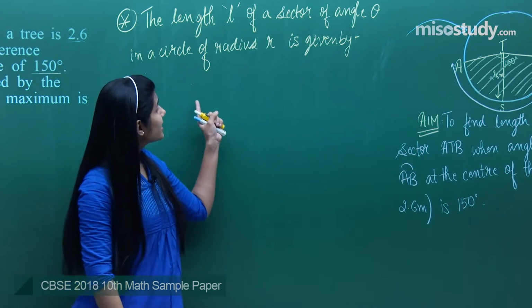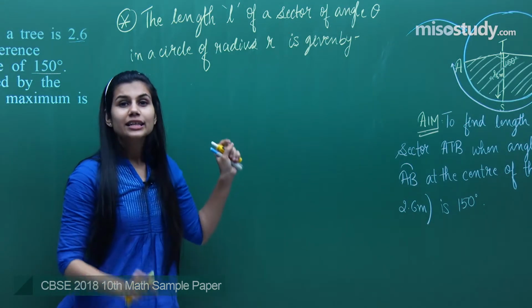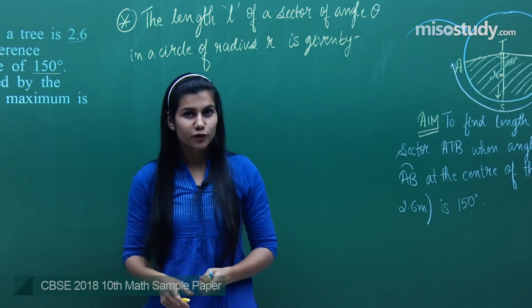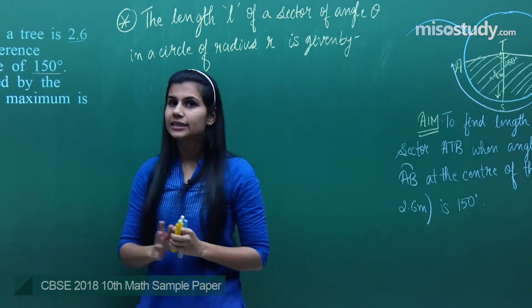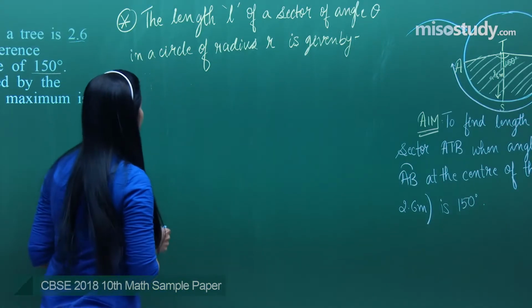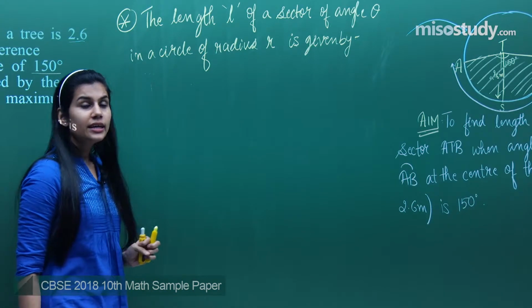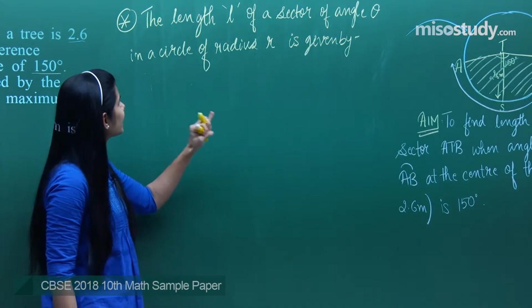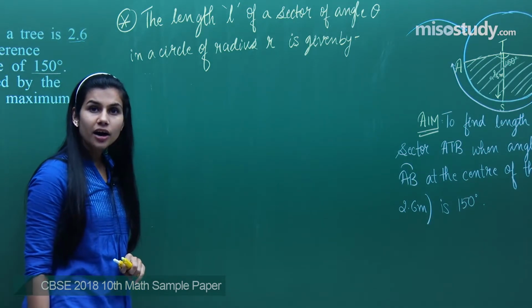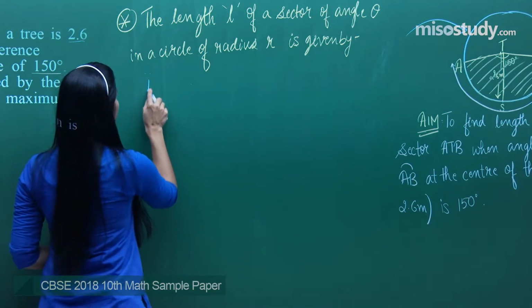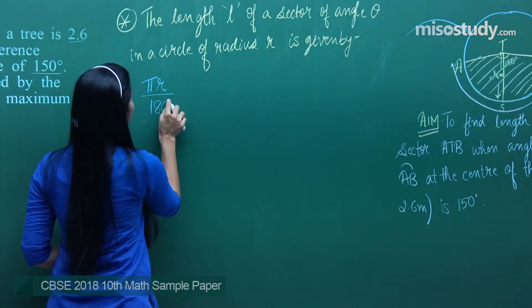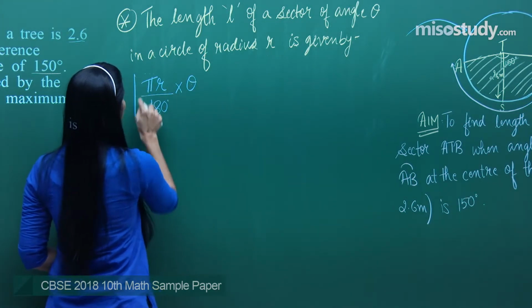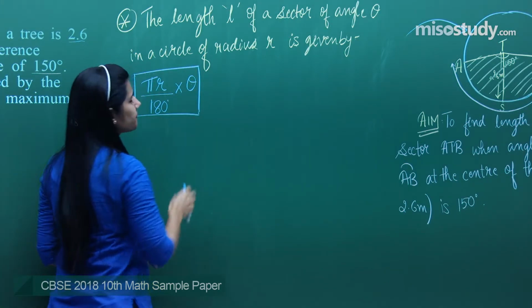Students who were able to recall this formula, this question would have been a cakewalk for you, because this is the only formula being tested in this question. What is the formula of finding the length of the sector of angle theta in a circle of radius r? It is pi into r divided by 180 degrees into theta.